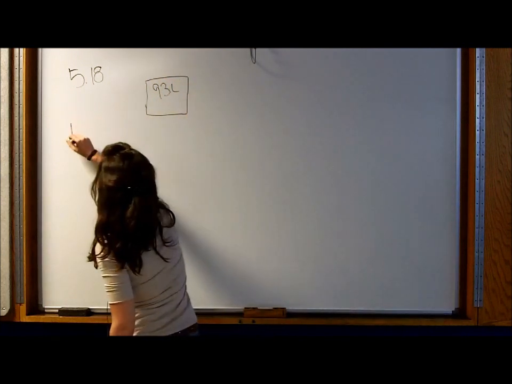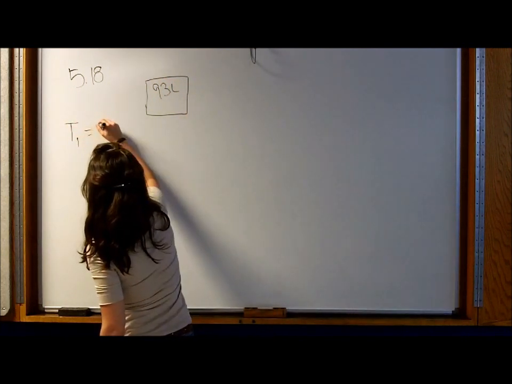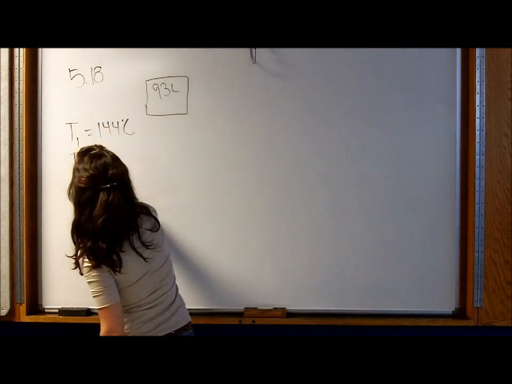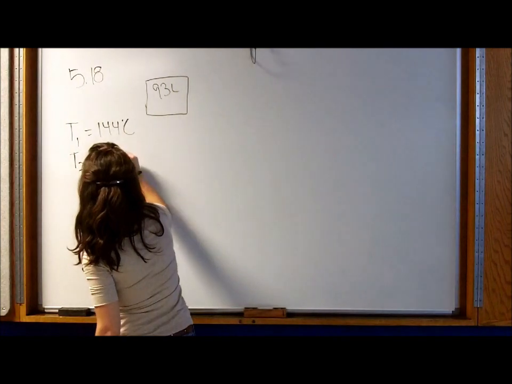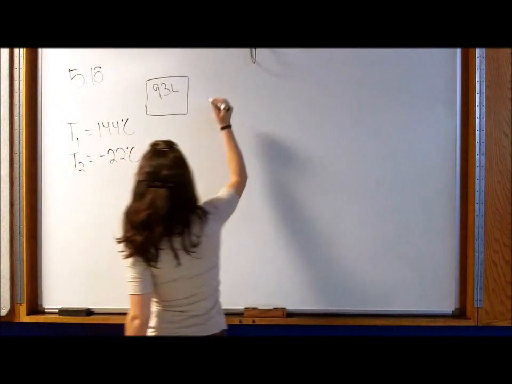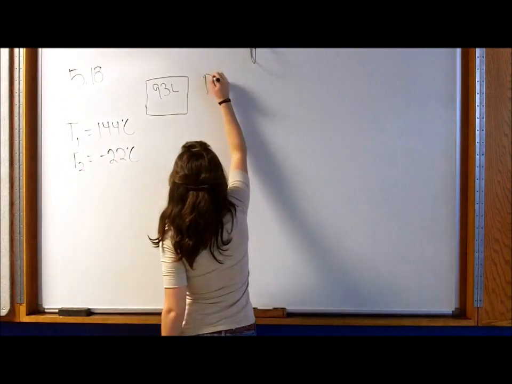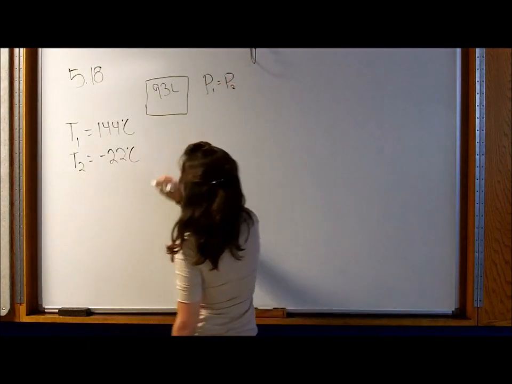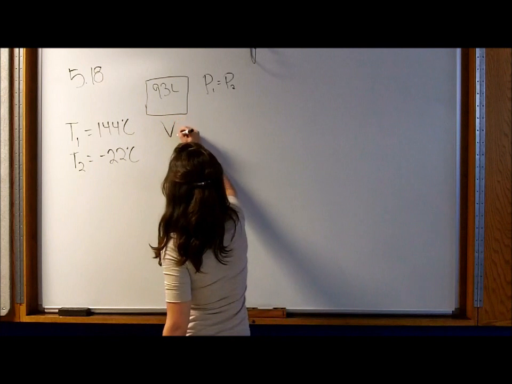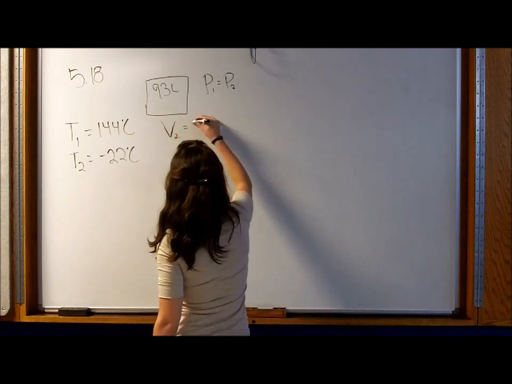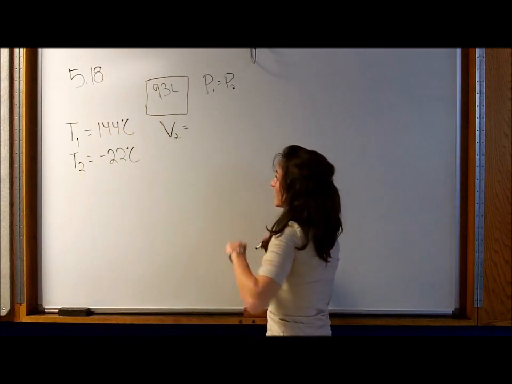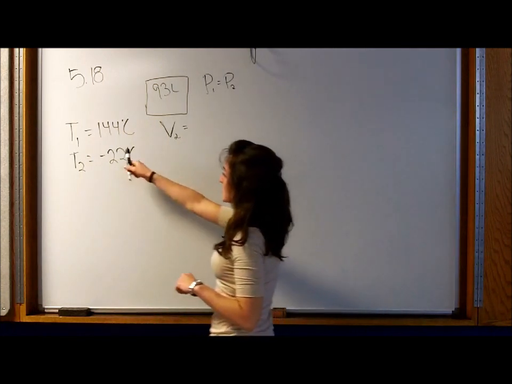And it says we're going from T1, which is 144 degrees Celsius, to T2, which is negative 22 degrees Celsius. And we're at constant pressure, so P1 equals P2. Nothing changing there. And what we're supposed to find is the final volume after the temperature decrease. And in your head, you should realize that the volume is going to decrease because the temperature is decreasing.